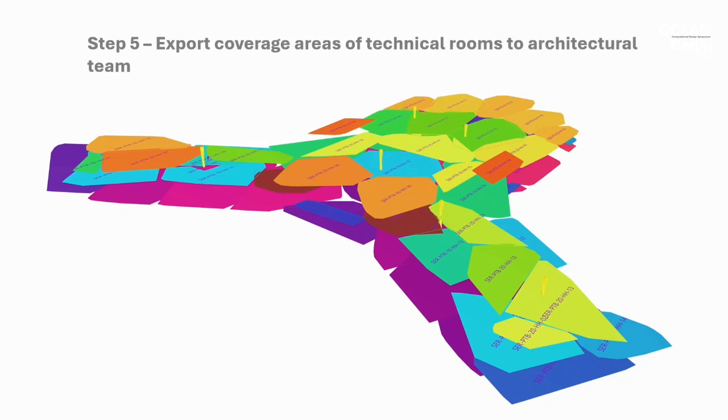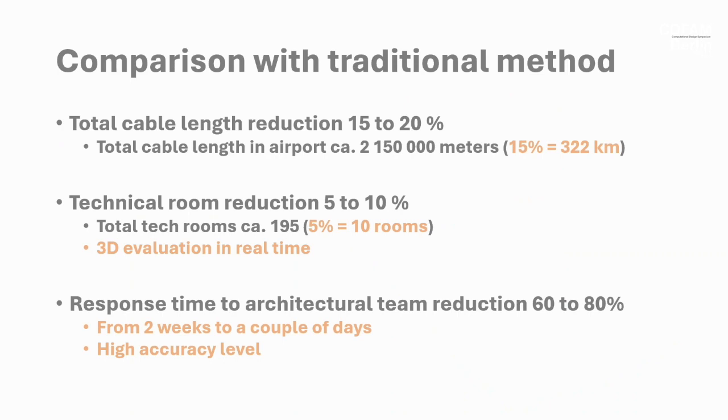Yeah, this is just to graphically show what is the coverage of every technical room in the airport. So, in comparison with a traditional process, where maybe you place the technical room and make a radius, that's the coverage area. In comparison with that, we reduce the total cable length from 50 to 20%.